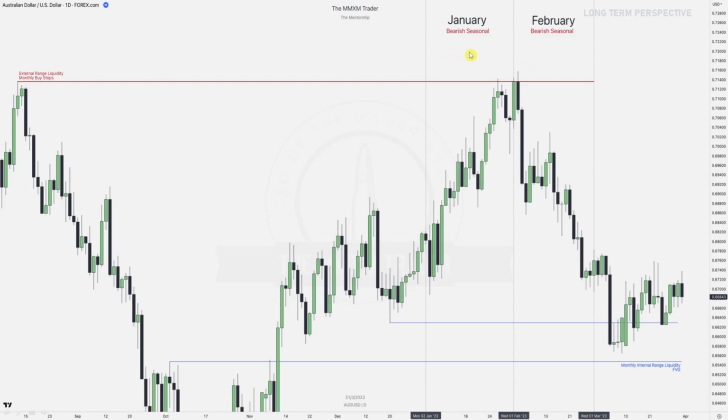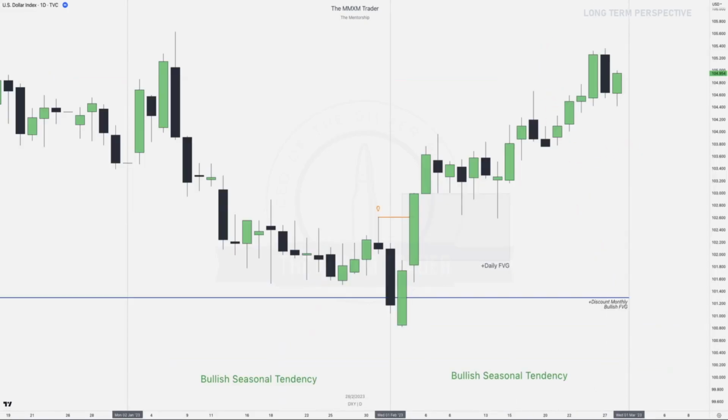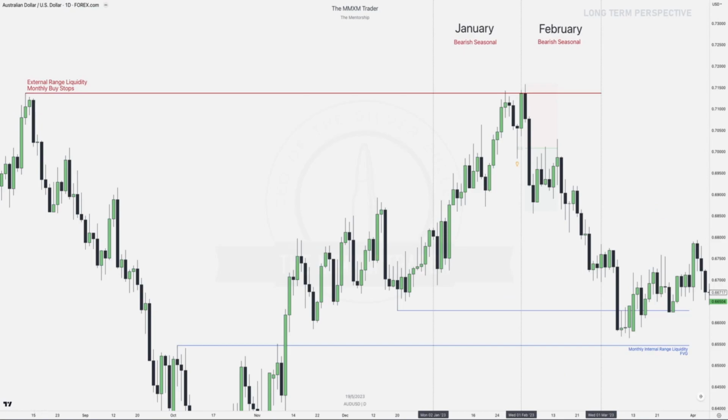So seasonals, couple it up with a higher time frame PD array. An old high is also a PD array. It's a premium area. So we stop hunt over here and then we displace with that seasonal tendency. Again, a reminder, the US dollar index has bullish seasonal tendencies. We've got that daily fair value gap. So again, back to that Australian dollar, US dollar chart.